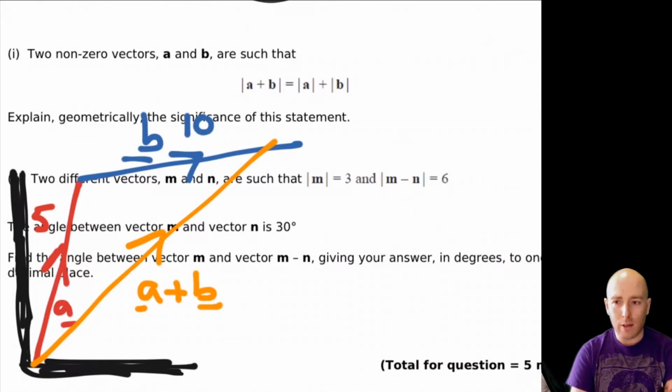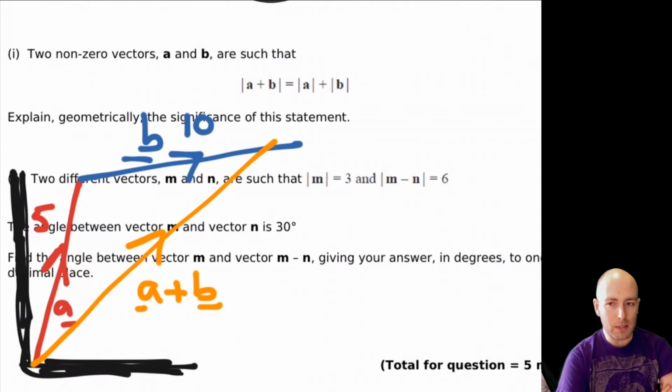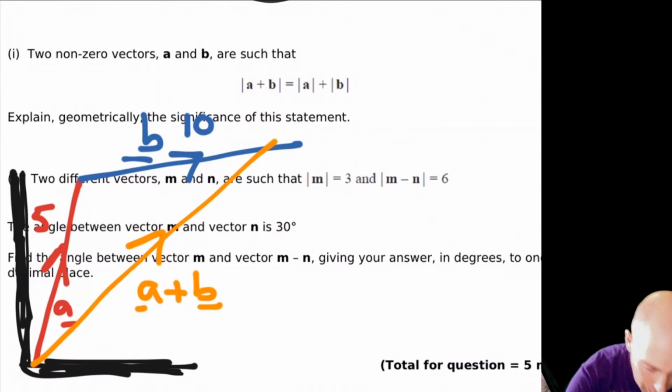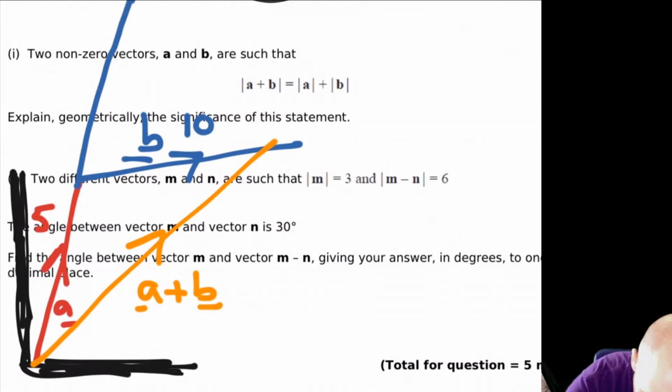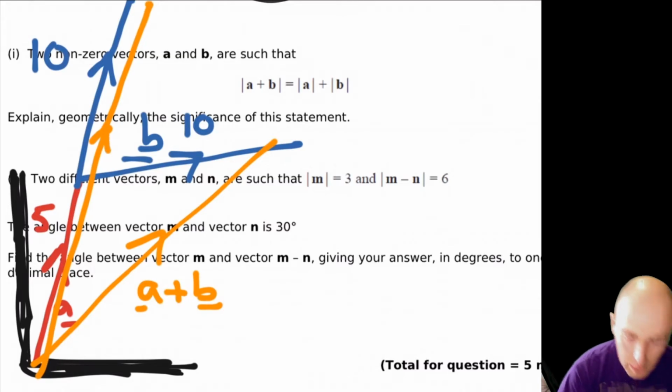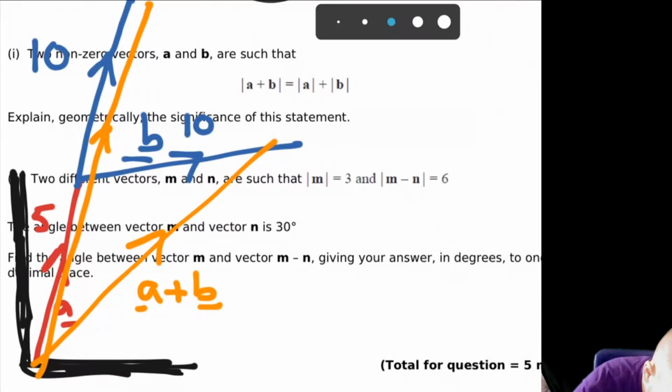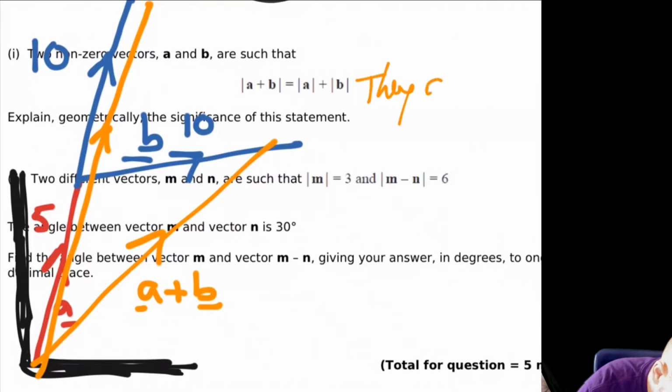In any case, though, any triangle that we make will never have the size of A plus B equal to the size of A plus the size of B. A plus B will never equal, in this case, 15. The only time it will equal 15 is if B is parallel to A. And then A plus B would be the whole of that line, 15. So the only time when that's true is when they're parallel.